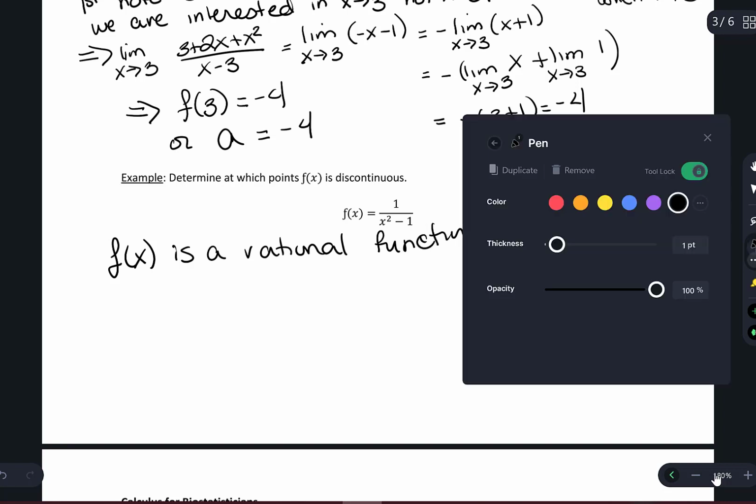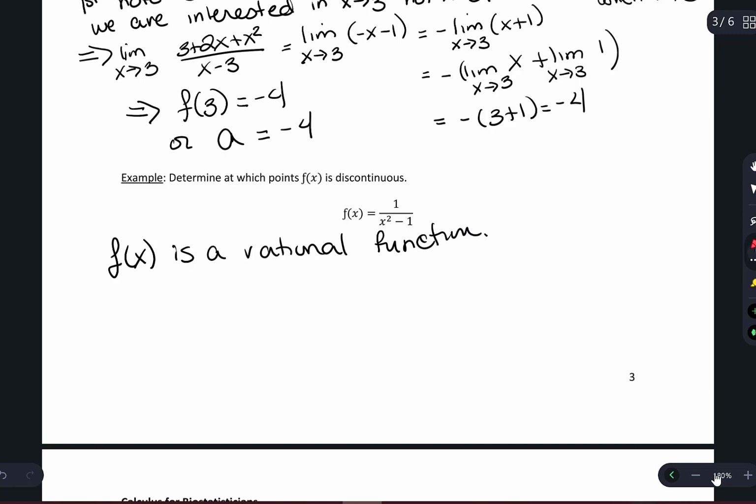So just as a reminder, and I'll write this down at the bottom in red, recall that a rational function is a function of one variable that can be represented as f of x equal to p of x divided by q of x, where p and q are both polynomials and q of x is not equal to 0. Notice in this case, this is a rational function because in the numerator we have 1, so we could set our p of x to be equal to 1 and our q of x to be equal to x squared minus 1. And the only variable in this function is x, so this is a rational function.